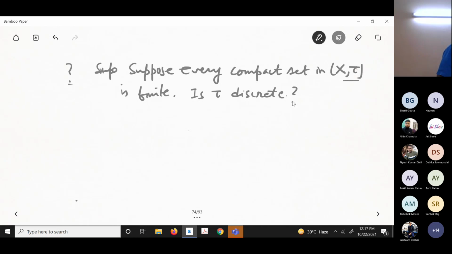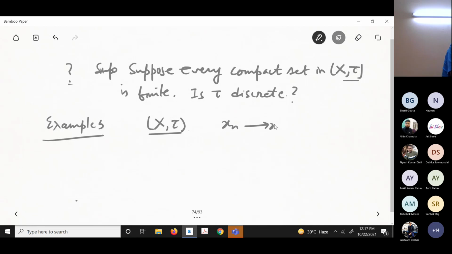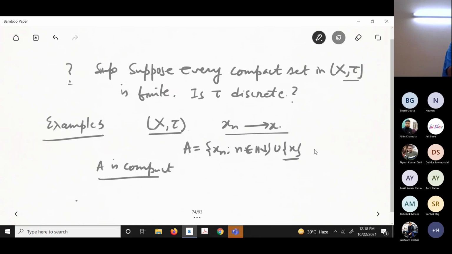Now the thing is that a compact subset need not be finite. Example 3. You can take a metric space, it doesn't matter, so that (X, tau) is a topological space. Take a sequence converging to a limit in (X, tau). Now look, if I take A equal to the sequence together with its limit, then A is compact. The reason is, by the definition of convergence of a sequence, any open set containing the limit, look, if you take a cover, suppose you take a cover.